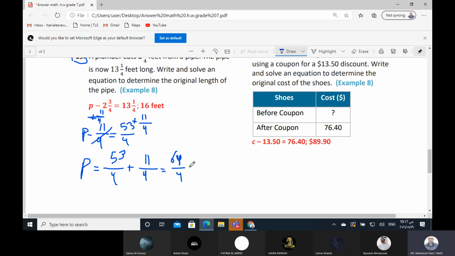Now 64 divided by 4 will be 16. So the solution here will be 16 feet, the value of p. Who has any question here?